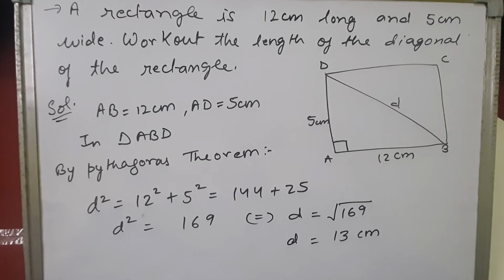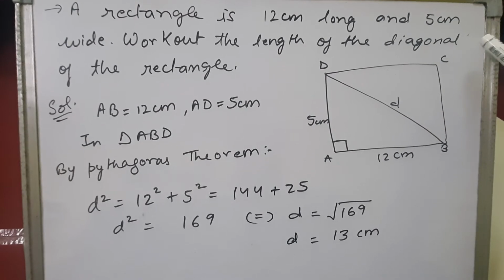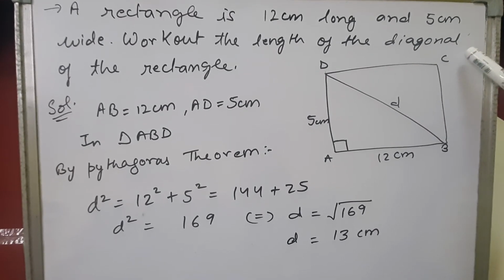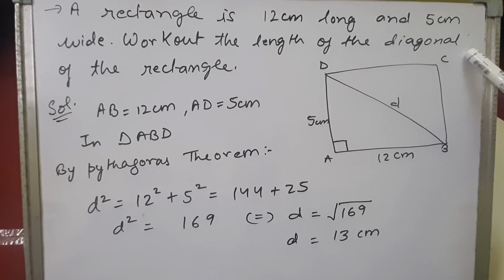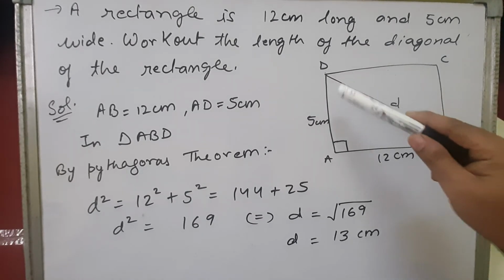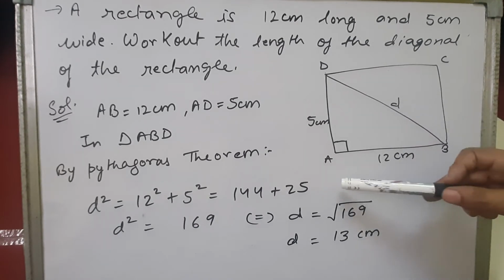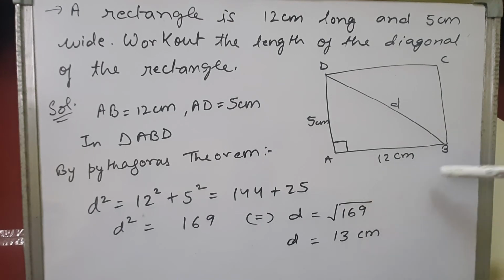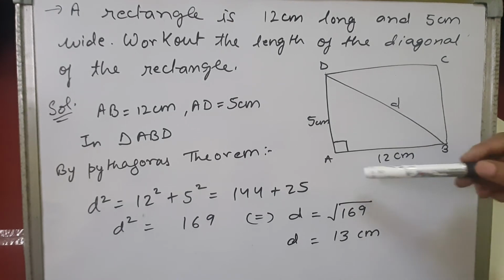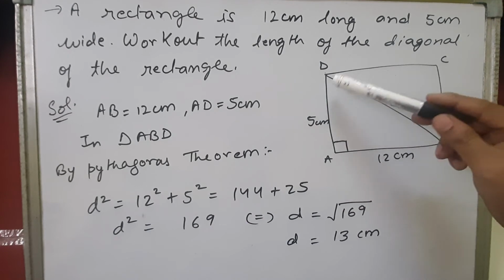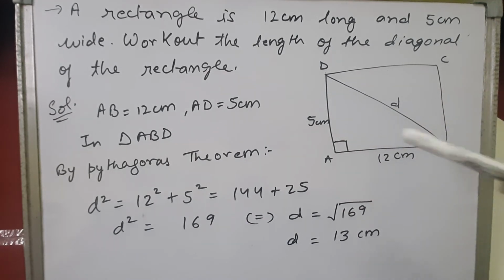Okay, let's see another sum, children. In this sum, it is given that a rectangle is 12 centimeter long and 5 centimeter wide. Work out the length of the diagonal of the rectangle. Okay, let's consider this rectangle ABCD in which BD is a diagonal, which we have represented by small d, and we have to calculate the length of this small d, the length of BD. The length of the rectangle is 12 centimeter, so let's say AB is 12, and width is 5 centimeter, so let's consider AD is 5 centimeter, right?